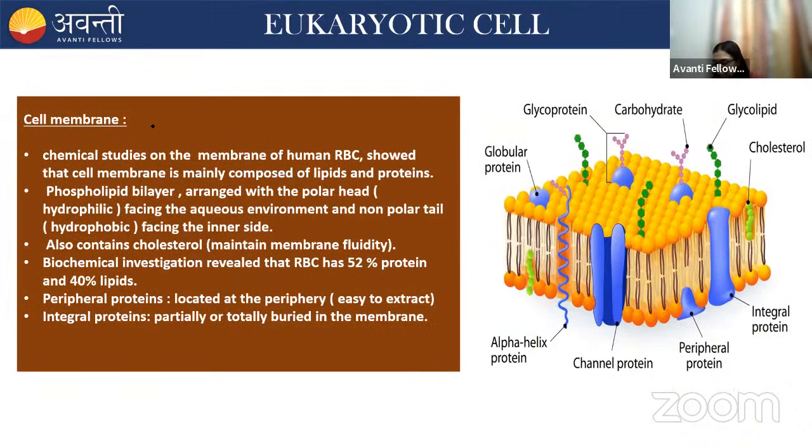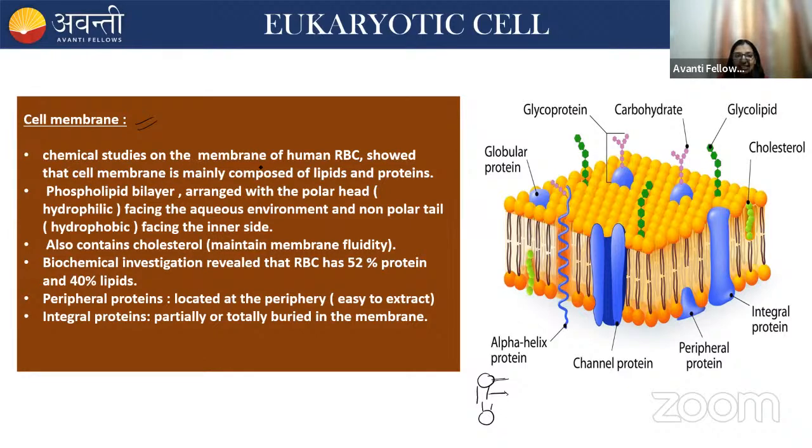Now let's discuss the structure of the cell membrane. As I told you, in prokaryotes as well as in eukaryotes, the cell membrane is selectively permeable in nature. It is made up of a phospholipid bilayer. The phospholipids have a polar head and a non-polar tail. The non-polar tail is projected inward and the polar heads are projected outward so that the polar heads can protect the non-polar tail from the aqueous environment.